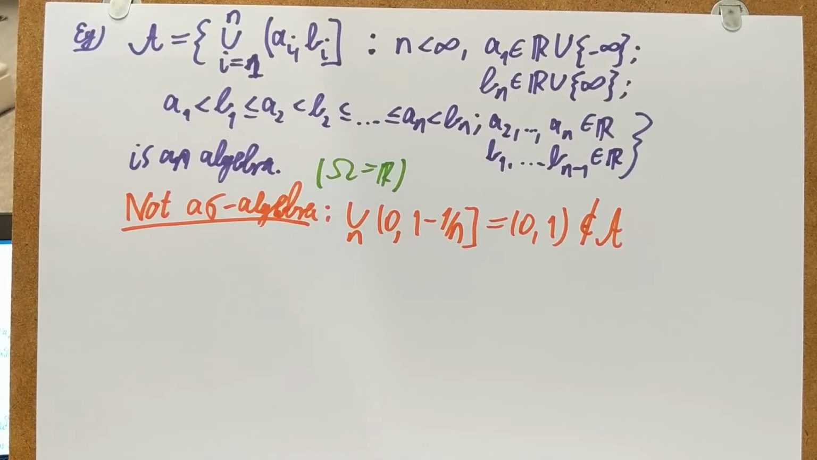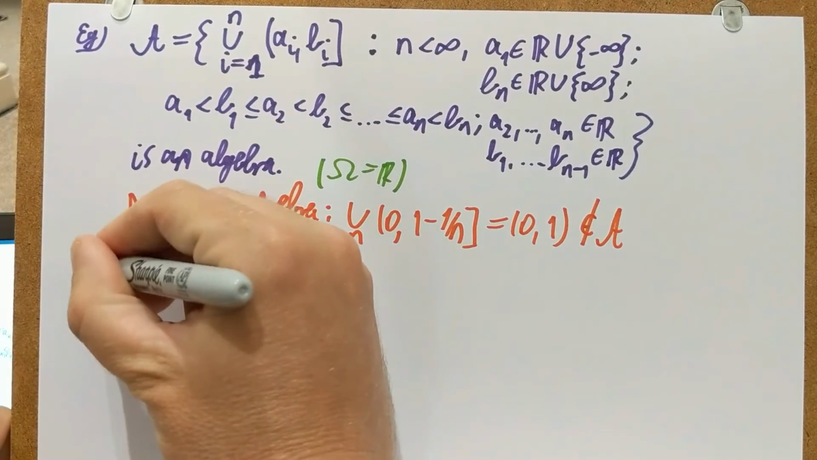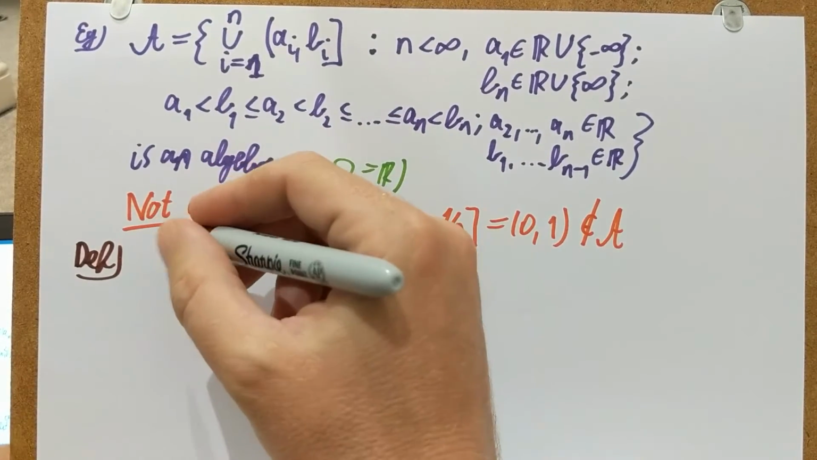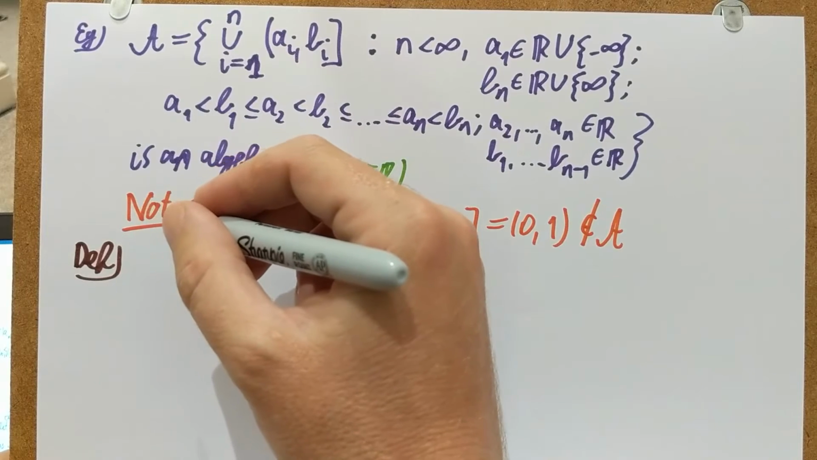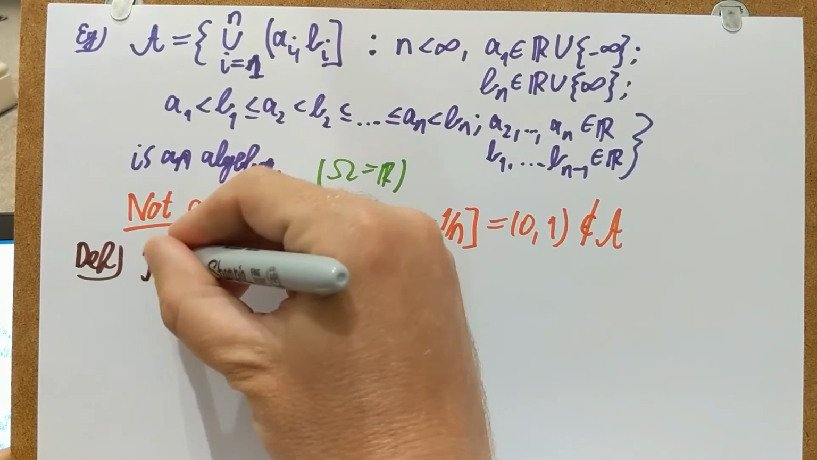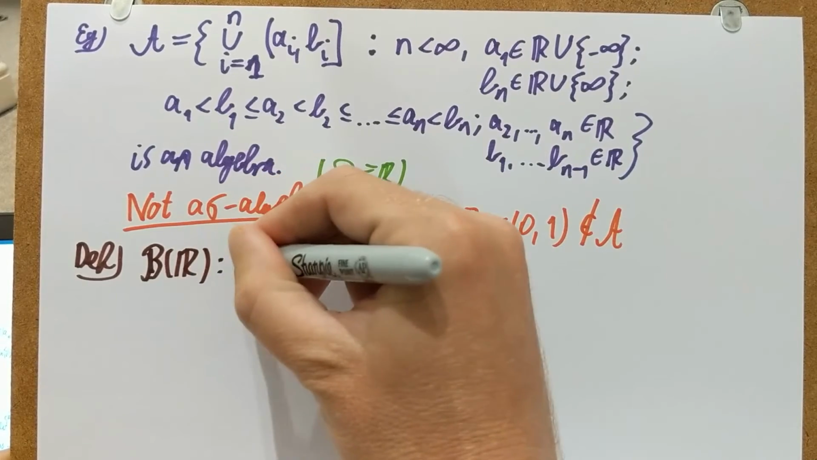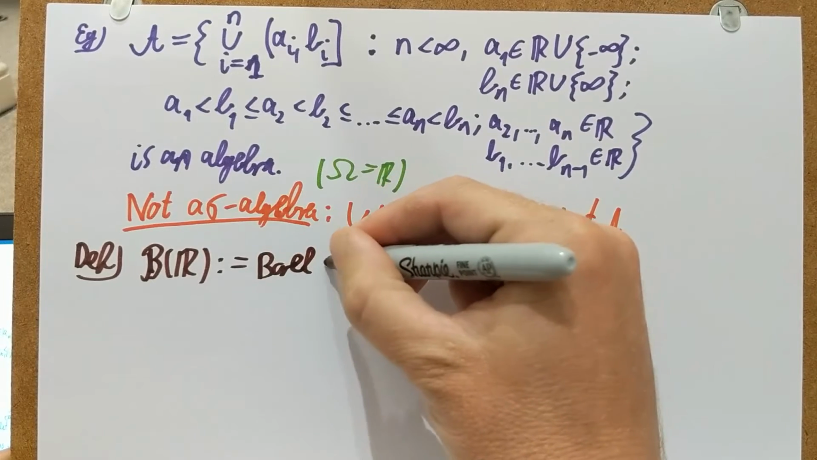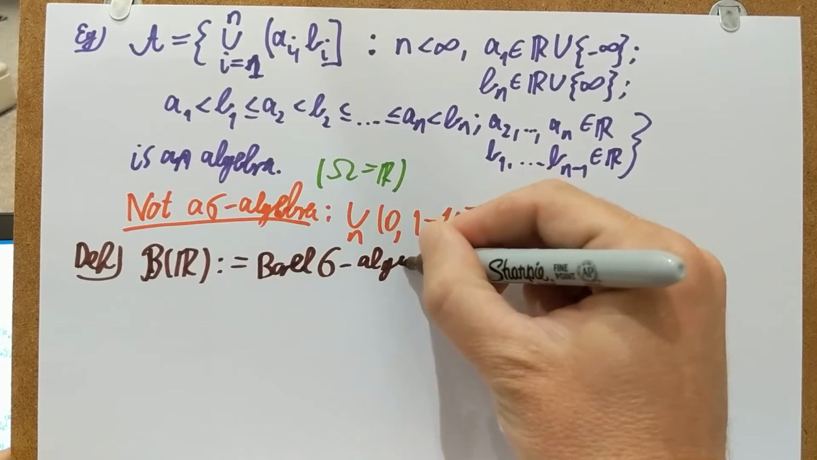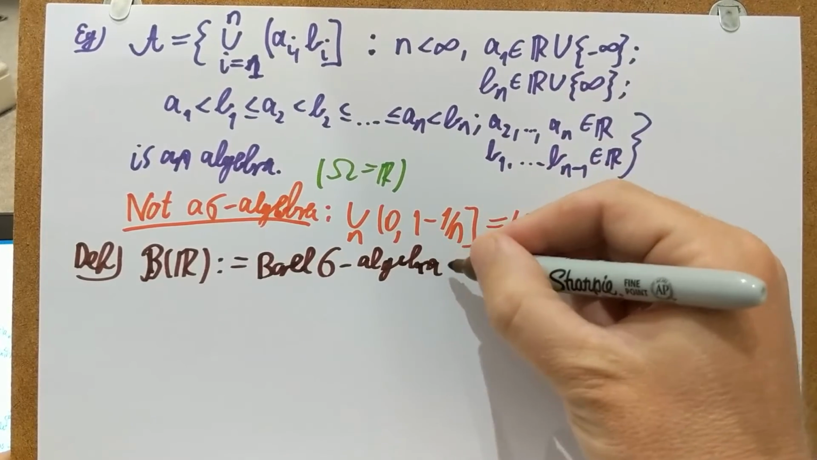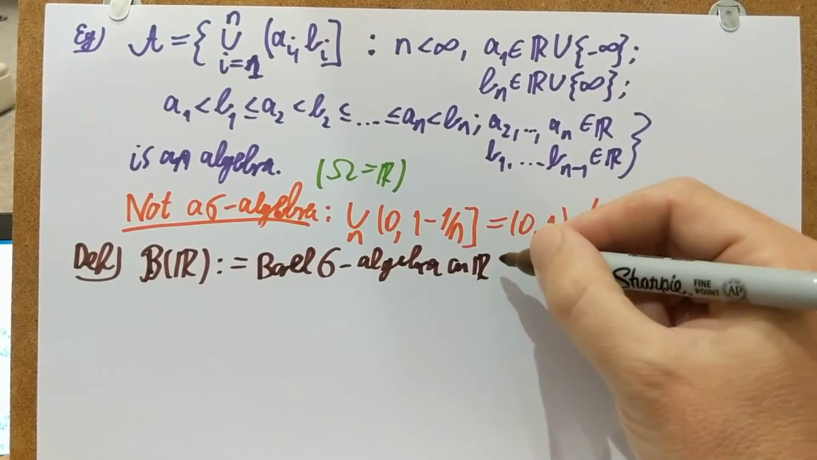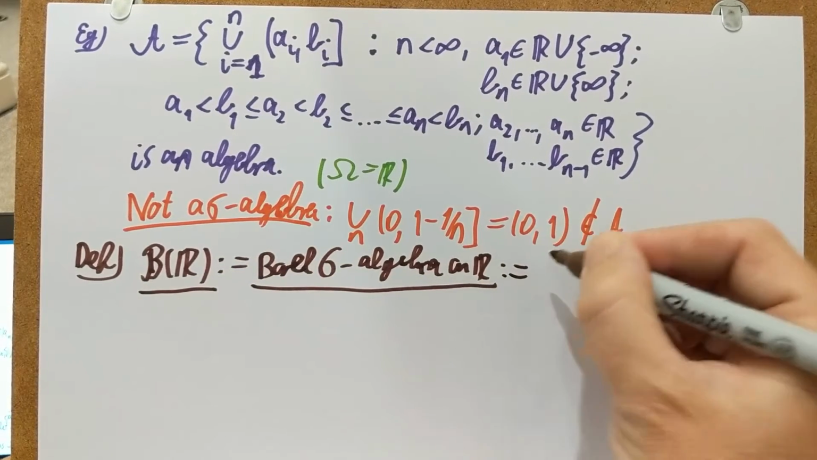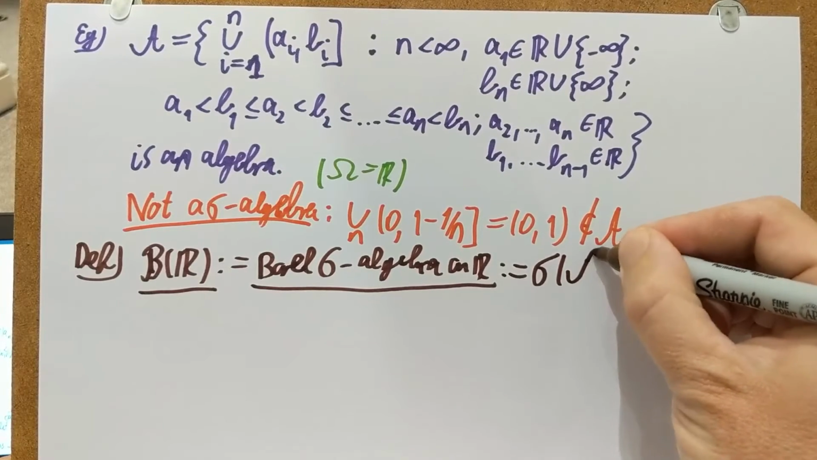But then I can make a definition. Namely, I take this algebra A here, which is not a sigma algebra, and I'm going to generate a sigma algebra out of this. So B(R) is called the Borel sigma algebra on R, okay, and this guy is defined to be the sigma algebra generated by A.